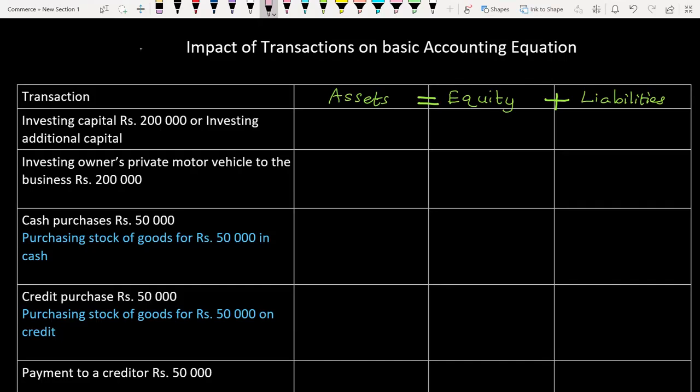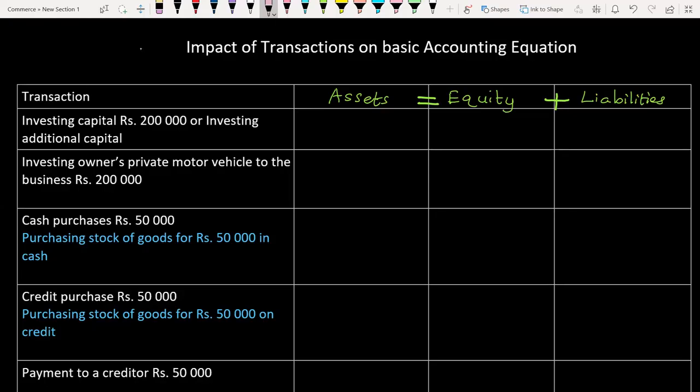Okay, then let's take the first transaction. Invest in capital rupees 200,000. Now this means the owner of the business invested his personal money, rupees 200,000, to the business as capital. I have taken these transactions with regard to a sole proprietorship. So what happens when the owner invests capital in cash?